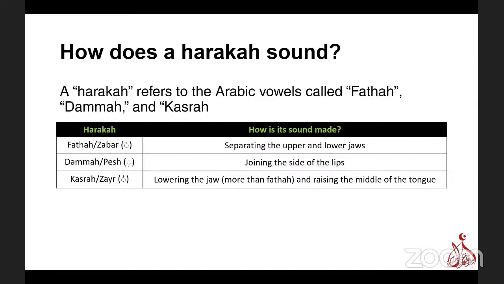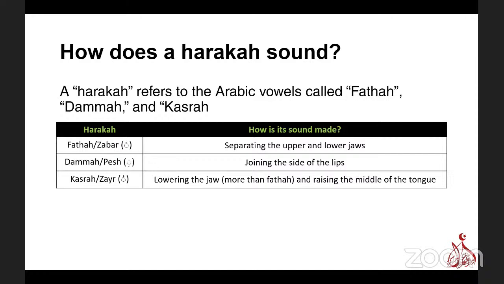Anyway, so how do you pronounce a fatha or a zabar? Now, you may have not thought about it, but let's just keep a word in our mind. Let's keep the word ma, the mean. When you pronounce a zabar, what actually happens is that you are separating your upper and lower jaws. Whenever you want to make a fatha sound, you have to separate the jaws. If you try to make a fatha without moving your jaws, it won't really come out. If you say ma, the jaws have to separate.